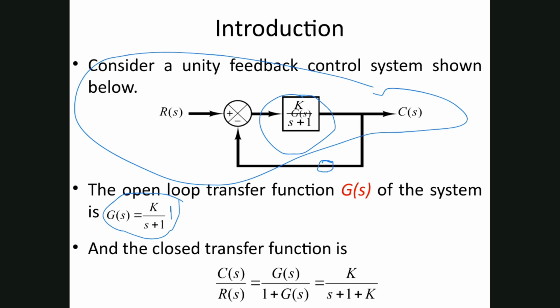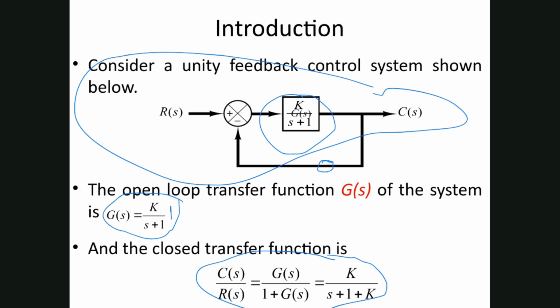Okay, and what will be the closed loop transfer function of the system? Here you can find the closed loop transfer function: G(s) over 1 + G(s)H(s), and H(s) is 1. So your closed loop transfer function becomes G(s) over 1 + G(s), and this will be K over s + 1 + K. Okay, good.